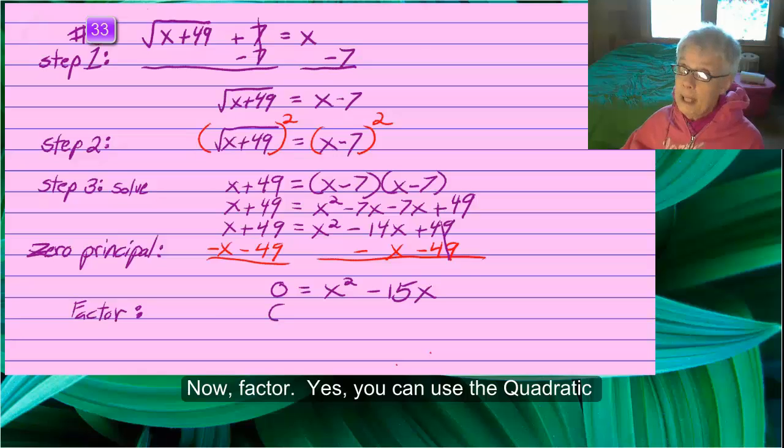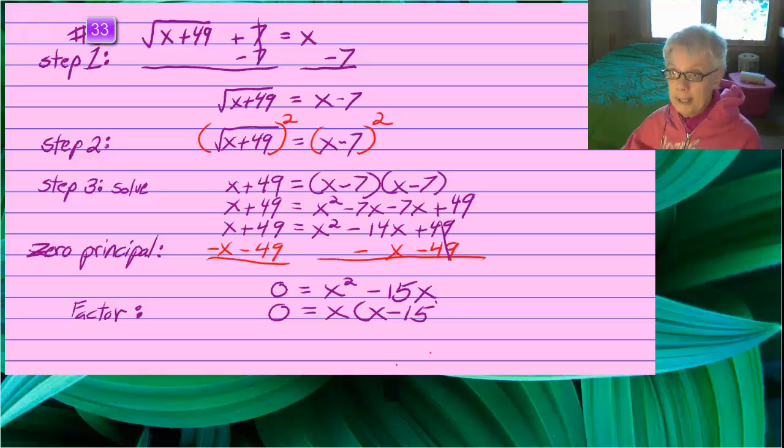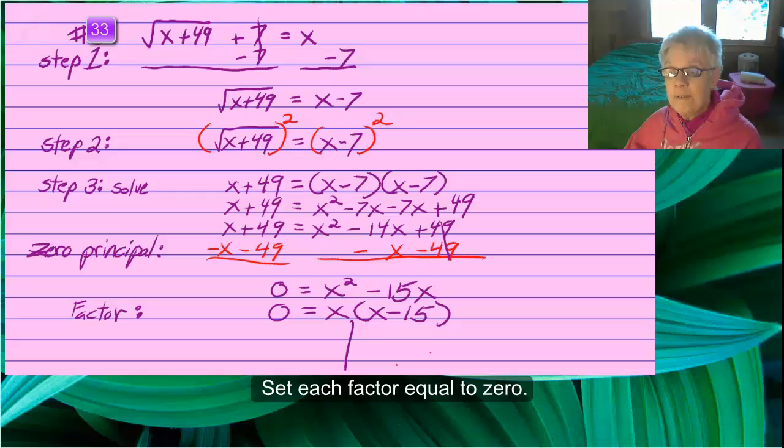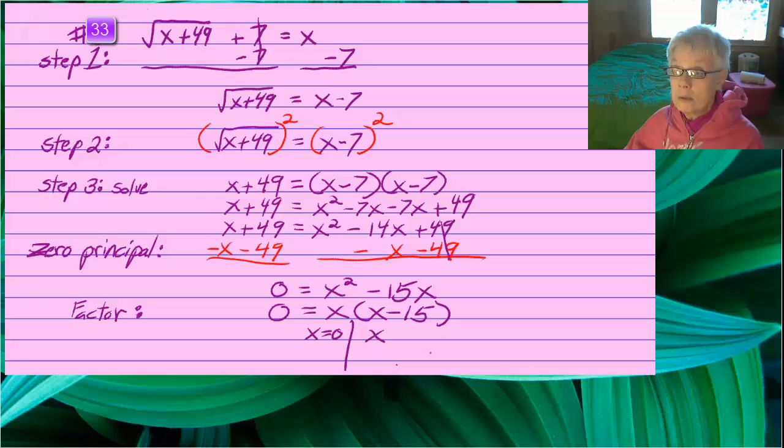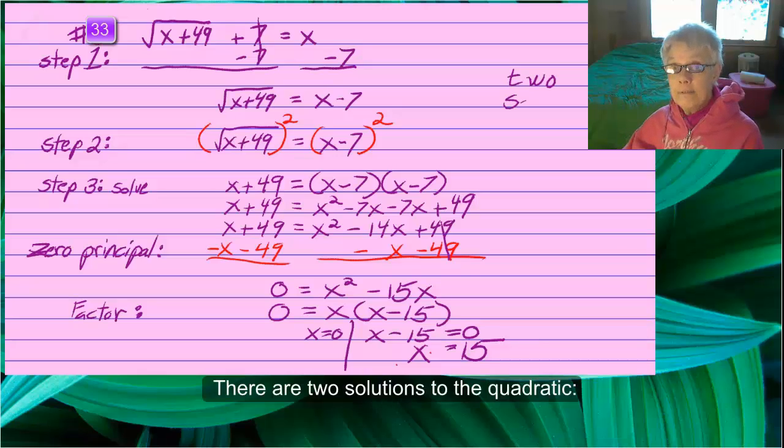Now the easiest way to handle this is to factor. When you've got a quadratic and a linear term, factor it. Factor by the common factor. Pull out an x. You'll have x times x minus 15. Set each factor equal to 0 and solve. x is already equal to 0, but here x is going to equal 15. So it looks like you have two answers, two solutions, 0 and 15, right?